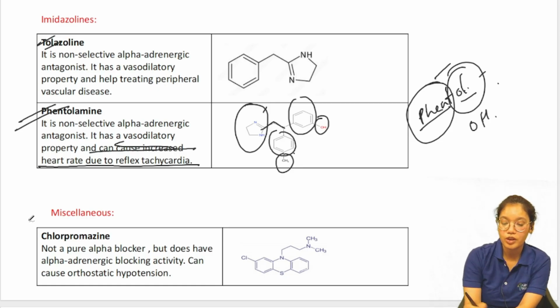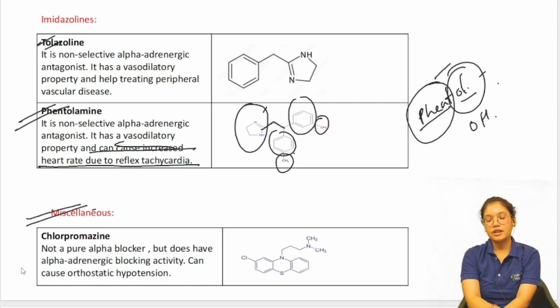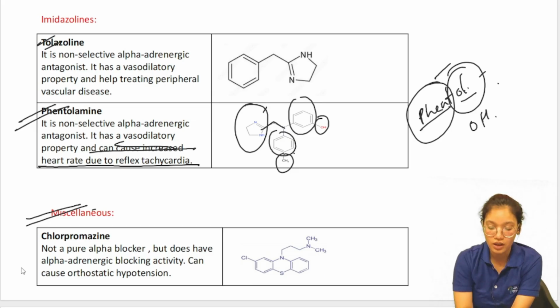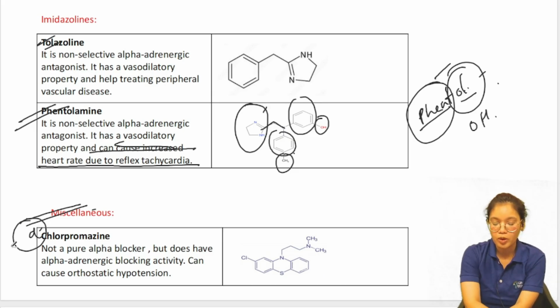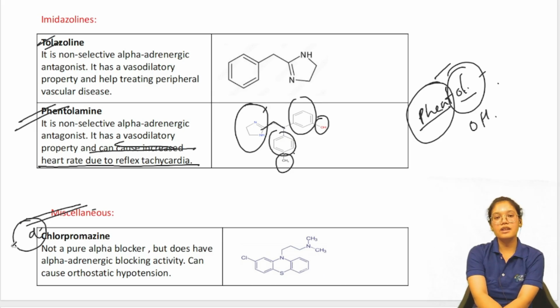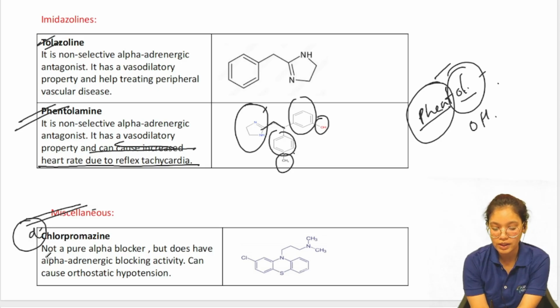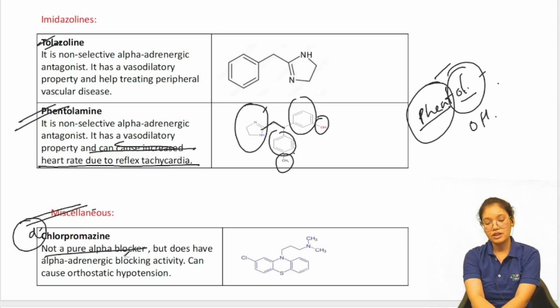Now moving forward towards the miscellaneous drugs. First among these miscellaneous drugs is chlorpromazine. Now these miscellaneous drugs are not actually pure alpha blockers.